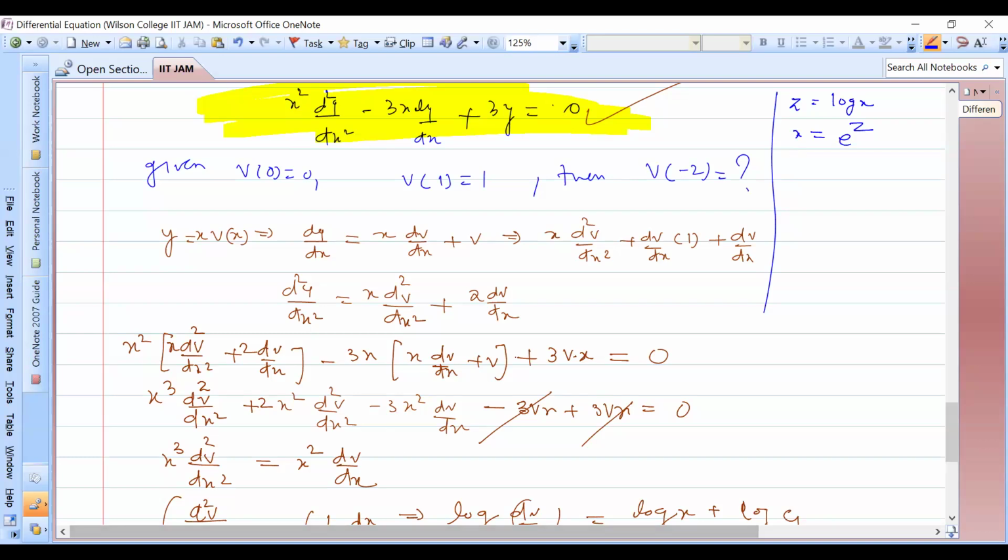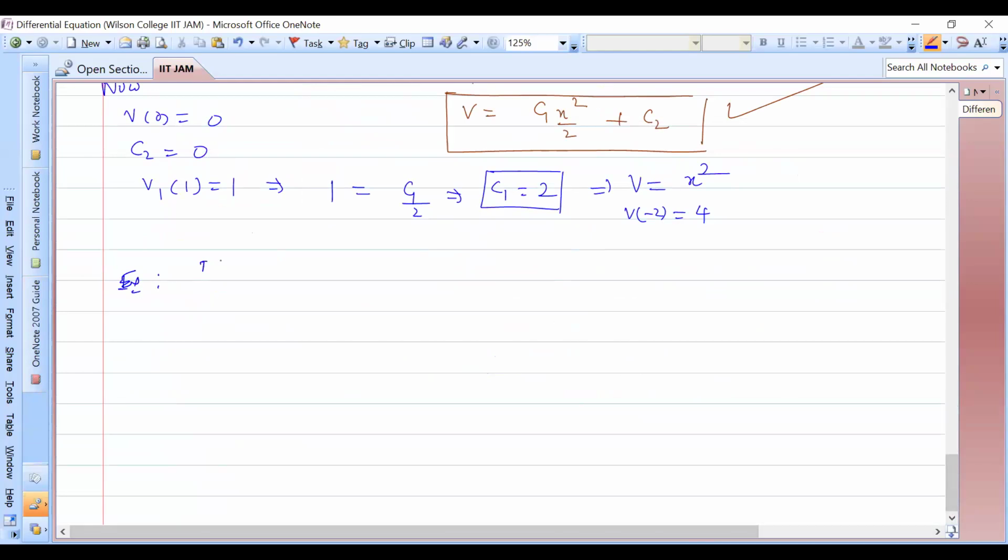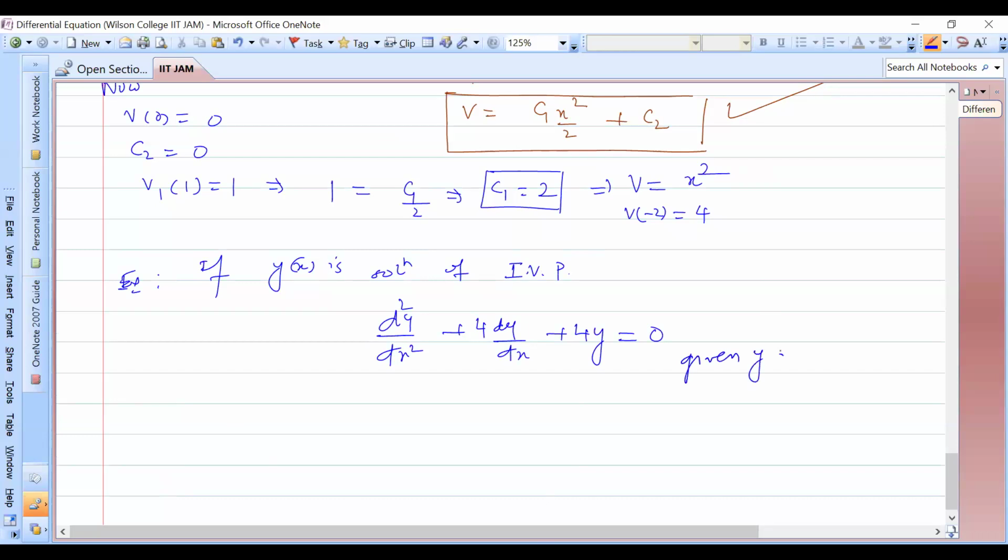Yes. So one more sum is there. If yx is the solution of the initial value problem d2y by dx2 plus 4 times dy by dx plus 4y equals 0, I think you people can solve it, and they have given y0 equals 2 and y dash 0 is 0. Find y of log 2. Please find it.